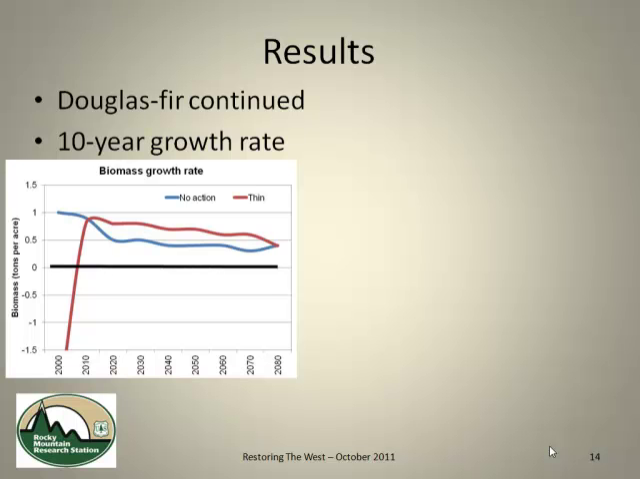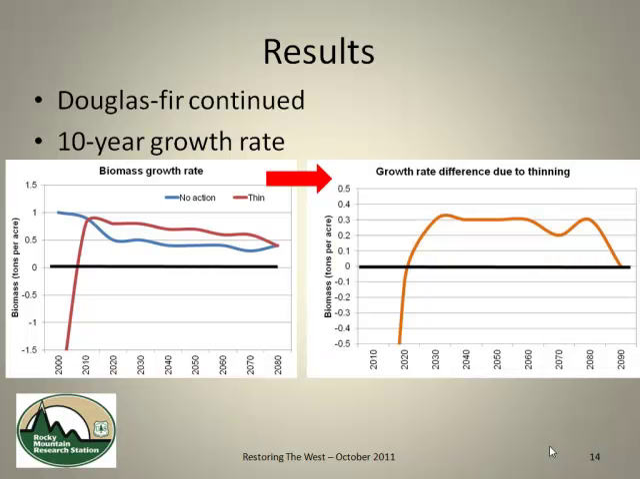Another way to look at this would be to just subtract the output of the no action scenario from the thinning scenario. And that's all this graph is. And this is how I'm going to present the results for the rest of the presentation. What we see here is the annual biomass accumulation rate due to thinning compared to the control for this site.